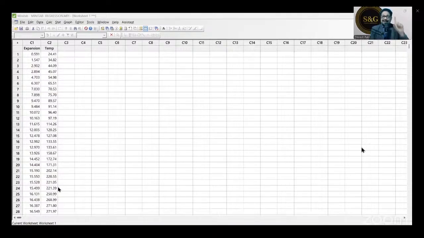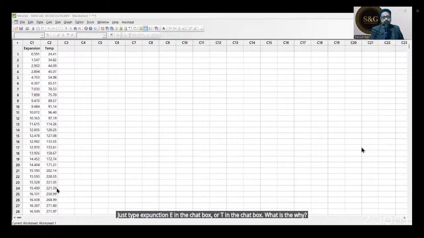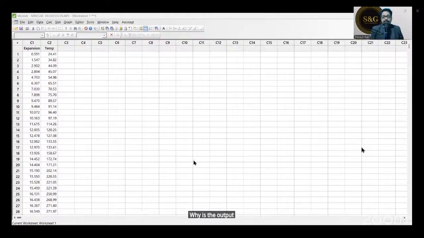Just type expansion E in the chat box or T in the chat box. What is the y? Is expansion the y or temperature the y? You should be very clear. Y is the output. Remember this. Always y is output, x is input.